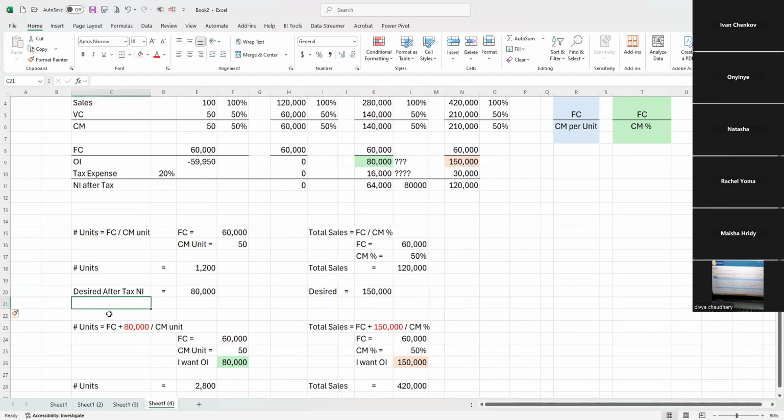Well, I know it, right? I have to have operating income minus, in brackets, operating income times the tax rate, which is 20%. Let's say tax rate. It has to be equal to $80,000. Correct? Now the question is, how much should my operating income be?